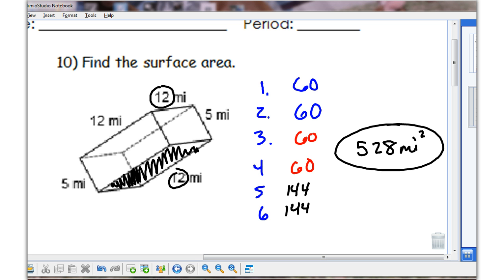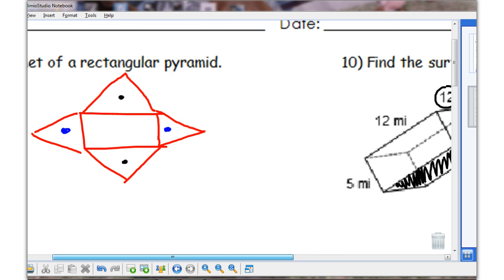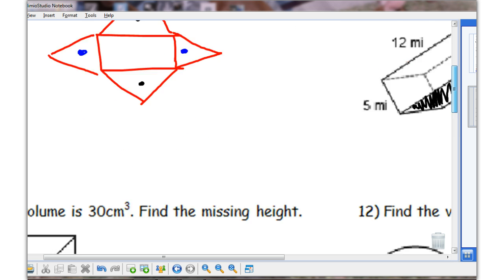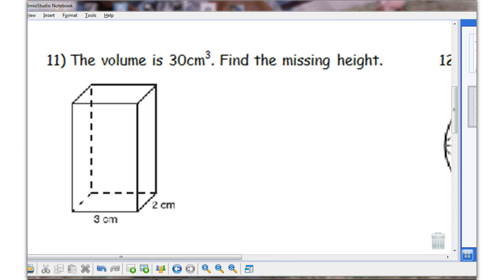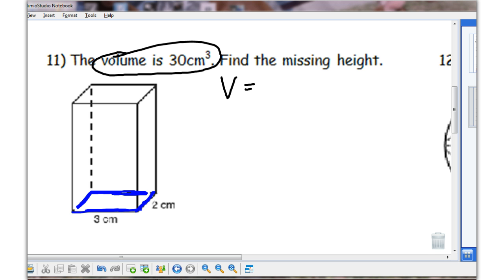Number 11. The volume is 30 centimeters cubed. Find the missing height. So they gave us the actual volume. This shape is actually a rectangular prism, and we could use this one down at the bottom as the base, because it's already given us what the measurements are. So the volume for any prism is area of the base times height.